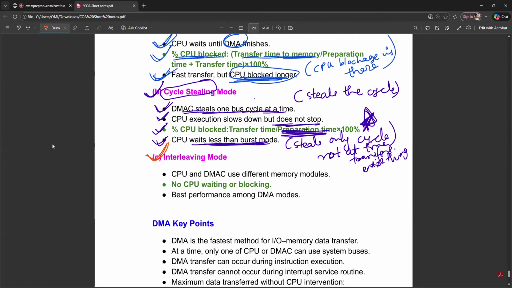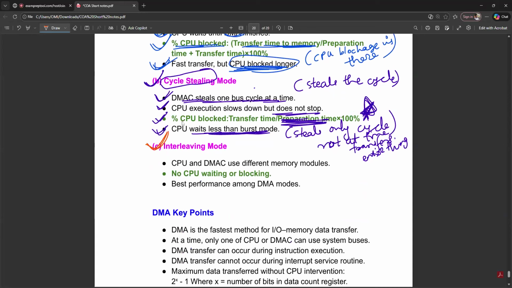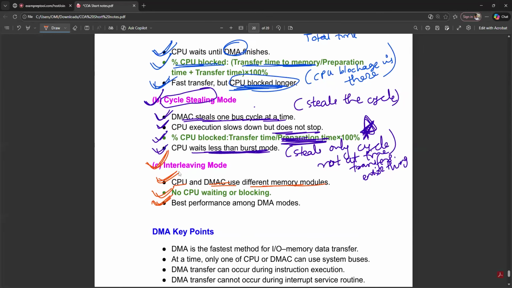The third one is interleaving mode. Here the CPU and DMA controller use different memory modules. No CPU waiting or blocking is used. It is the best performance among all the DMA modes.